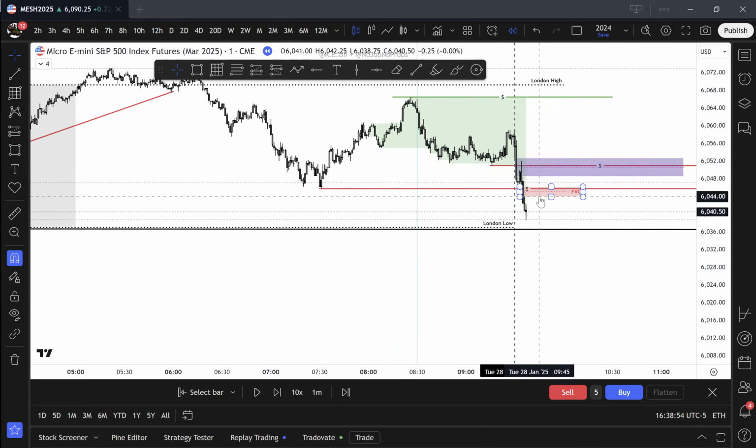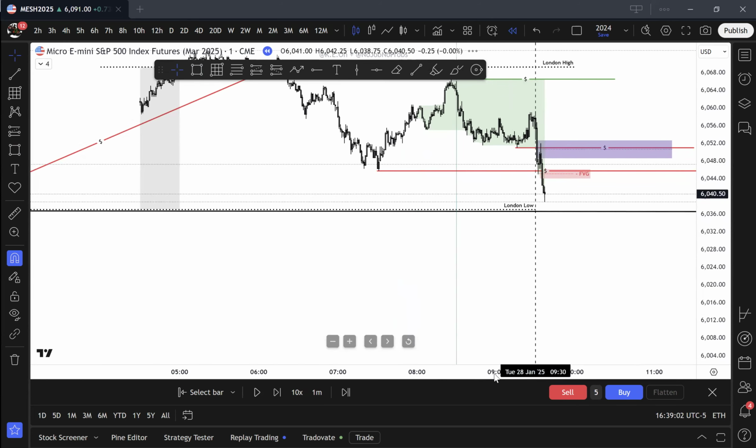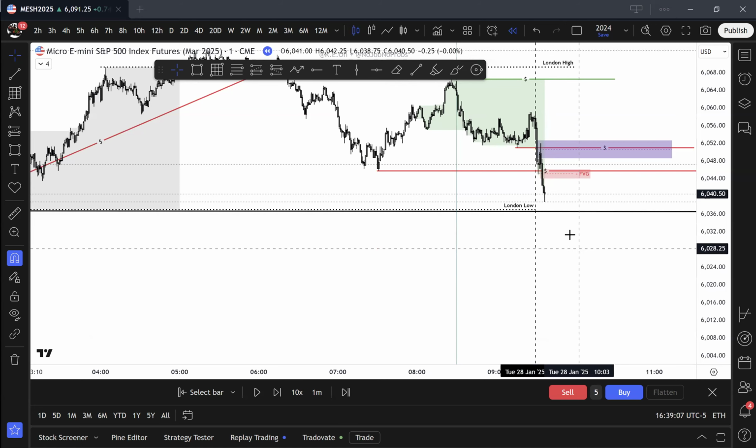So in this case, we could take a short off of this. We could wait until price comes back and retests here. We could wait for it to run this high to catch shorts. But as price is already gravitating towards this low, this London low, it's like, whatever.